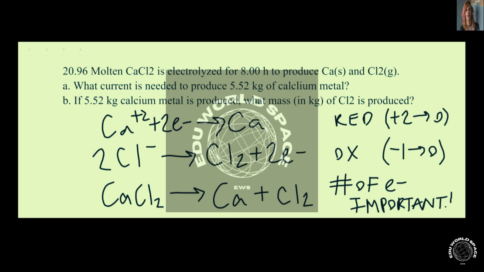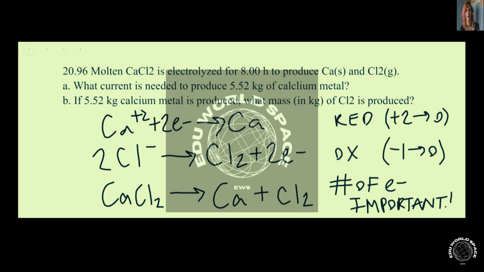So in this video, we're going to work through question 96 from chapter 20, which says molten CaCl2 is electrolyzed for 8 hours to produce solid calcium and gaseous chlorine. A, what current is needed to produce 5.52 kilograms of calcium metal? And B, if 5.52 kilograms of calcium metal is produced, what mass in kilograms of Cl2 is produced?